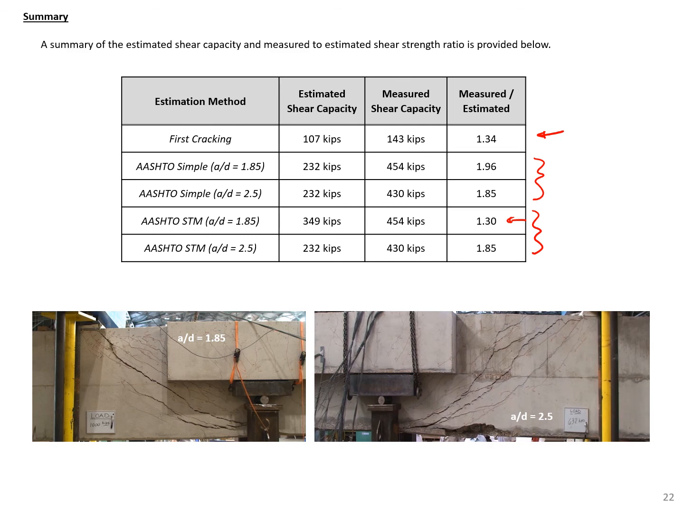So shown here are the pictures of the two failures. So in the A over D of 2.5, we failed our tie BC. And in the A over D of 1.85, we failed at our node. So you can see some of the crushing that occurred there at the node. So that concludes this example problem.